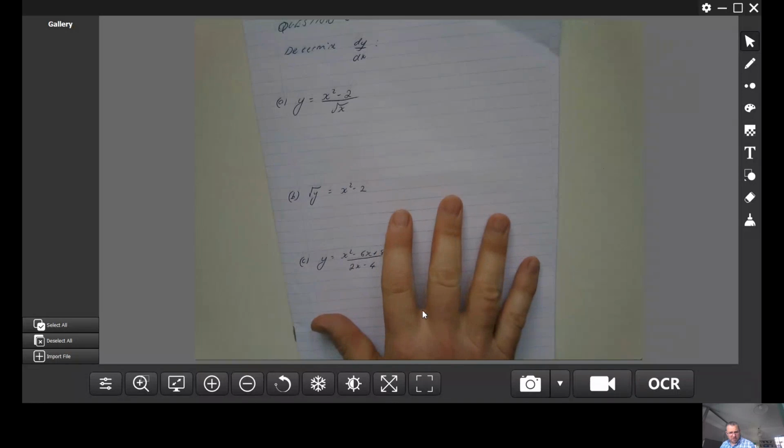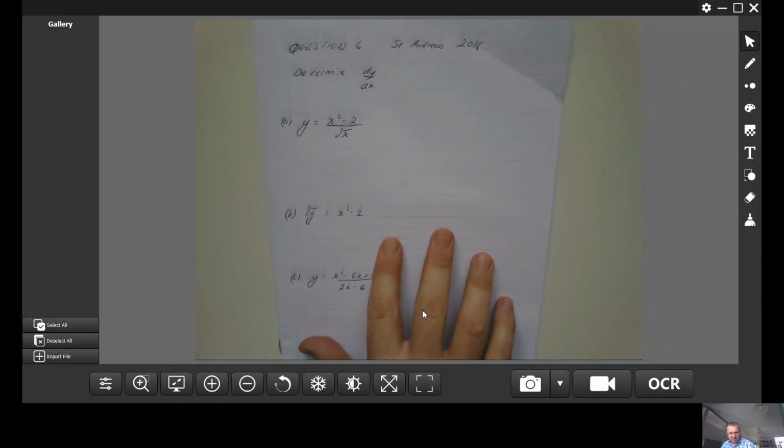Right, telemetrics. Just having a look at the Andrews paper. We started, and let me just share the screen. Okay, so we're up to question 5, so we're just doing question 6.